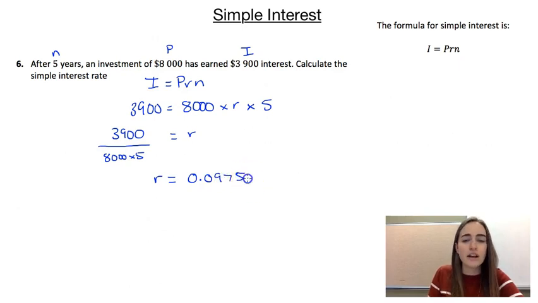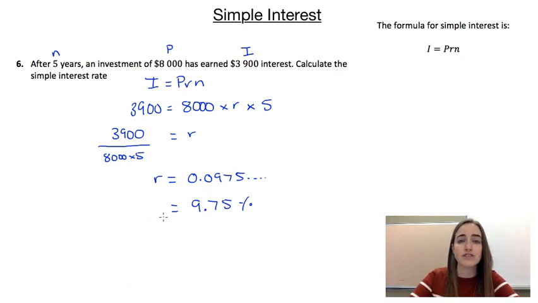But if we do this, we're going to get R equals 0.0975, roughly. I think it's got a few more decimals in there, which means that we're going to end up with 9.75% as our simple interest rate. So that's having a look at a couple of different types of questions you can get involving simple interest.